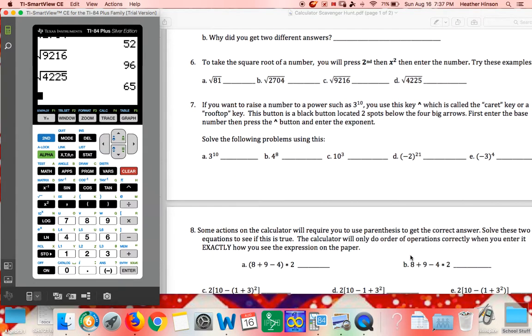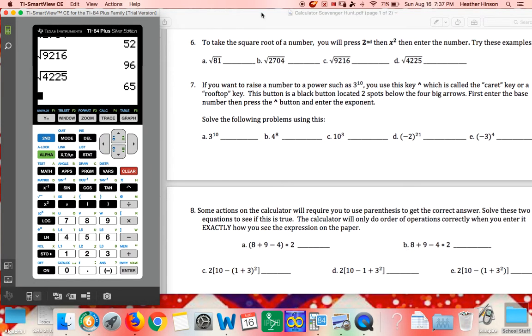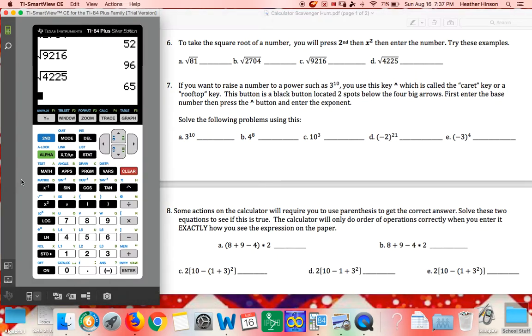Okay, number 7. If you want to raise a number to a power, so we have that x squared button that gives us squares like 3 squared, 4 squared, 5 squared. But we're not always going to use squared. Sometimes we're going to cube it. Sometimes we're going to raise it to the 5th power or the 12th power. If you ever have to raise something to a power, to an exponent, you're going to use this little up arrow looking button. This is not the gray up button. This is called a caret key or a rooftop key.